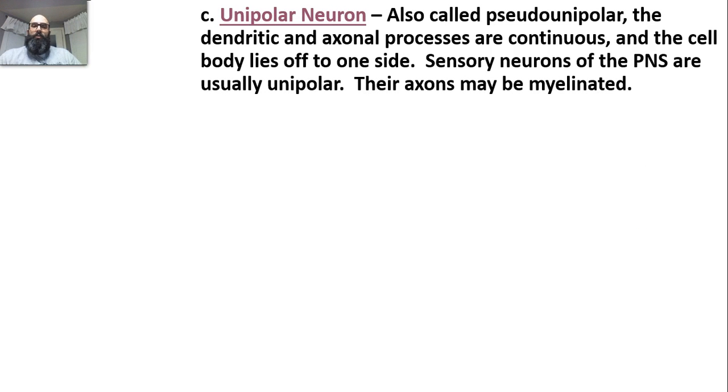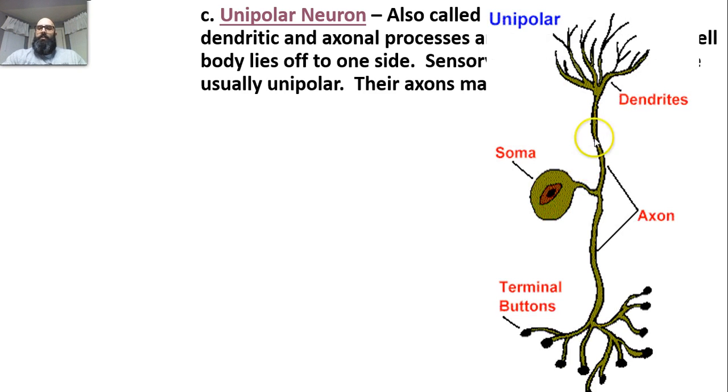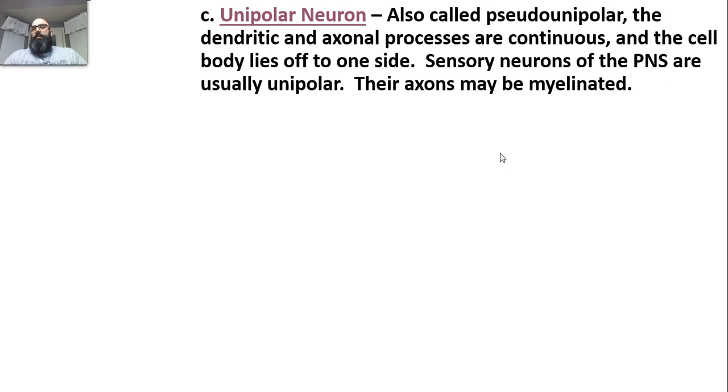Then you have what is called unipolar, meaning one pole. These are also called pseudo-unipolar. You're not going to see that term often. You're going to see them as unipolar, meaning the dendrite and the axon processes are continuous with each other, and the cell body or soma lies off to the side. What it looks like is a continual highway, and this is just a little secondary offshoot, which is the soma or cell body. Their axons may be myelinated, they may not be myelinated.